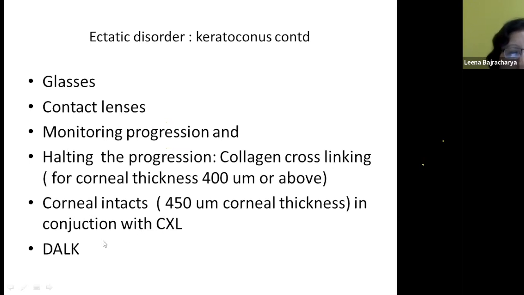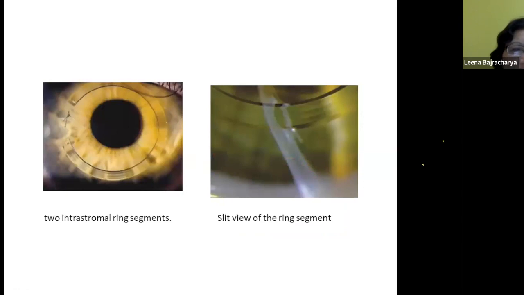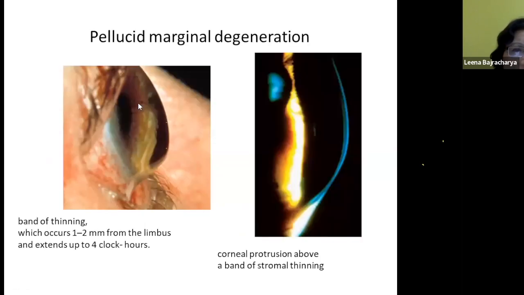For advanced keratoconus not suitable for cross-linking, or even after progression following cross-linking, we can undergo DALK, which has a good prognosis in keratoconus. This is a picture of collagen cross-linking being performed, and I think all residents know the procedure quite well because they have been doing it frequently in our clinics, in our OT. Here is a picture of intacs.